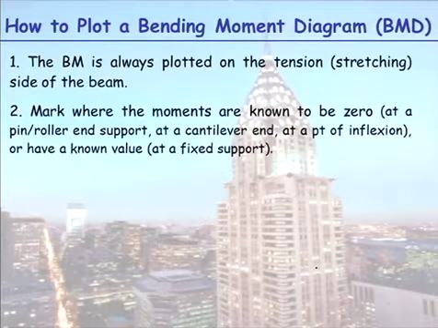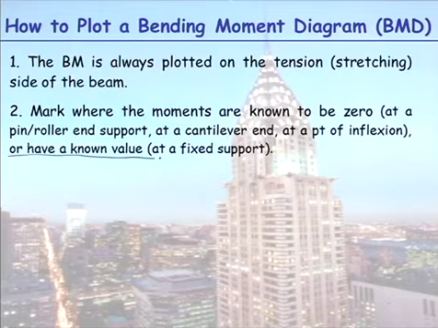Okay, let's draw some of these. So we always draw our bending moment on the tension side of the beam. Then we mark where the moments are known to be 0. At a pin or a roller end support, at a cantilever end, at a point of inflection. We know that now. Now I have just added this line in, so if you've got these printed off, please add this line in. Or where you have a known value of a moment, and that would be at a fixed support. So where you know the moment, you put it in. Where you know the moment to be 0 or you know it has a particular value, mark them in.